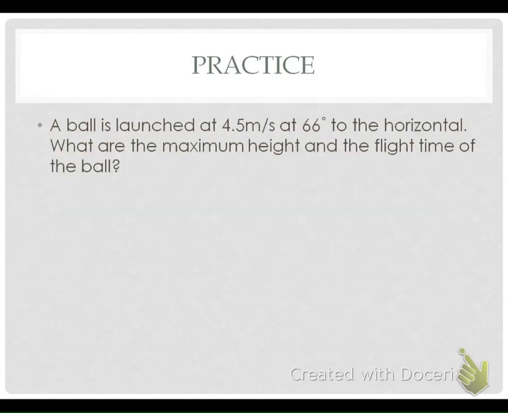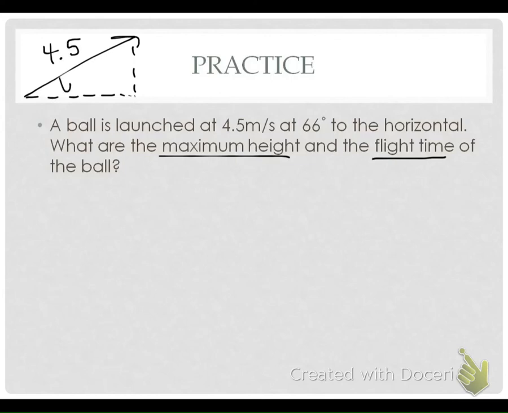Okay, we're going to try this one on our own. We want to find maximum height and the flight time, so we're solving for the 2 exact things that we solved for in the last problem. Maximum height and flight time, which means time in the air. I'll go ahead and draw what our initial velocities should look like here: 4.5 at 66 degrees. So we want to solve for v sub yi and v sub xi.